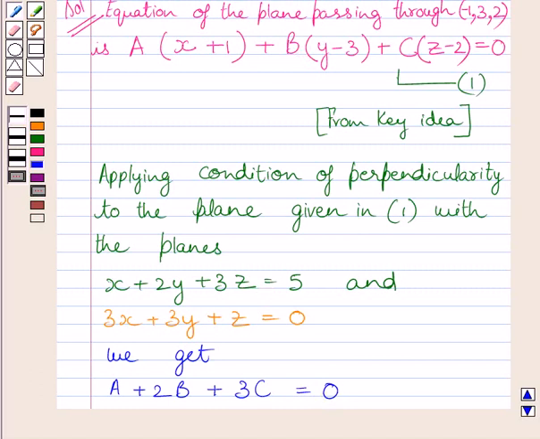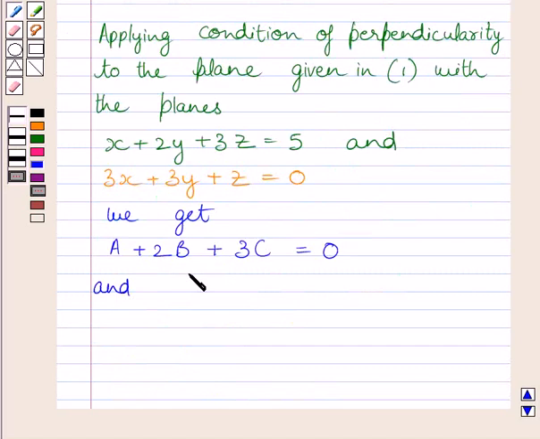Similarly, we will multiply direction ratios of these two planes and we get 3A plus 3B plus C is equal to 0. Let us name this equation as 2 and this equation as 3.